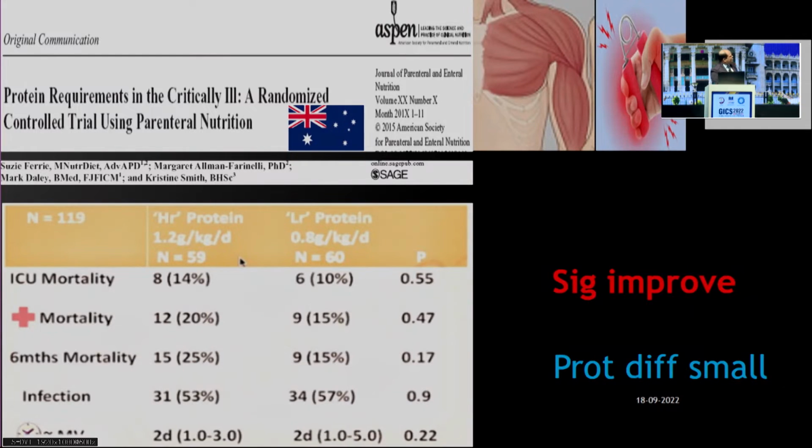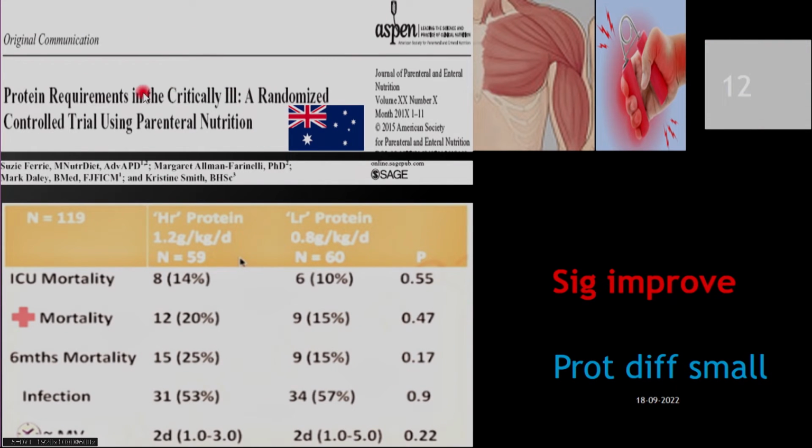The other randomized control trial is on protein requirement in critically ill patients using parenteral nutrition, by Ferrie et al. from Australia. They studied 119 patients divided into two groups. The high protein group received 1.2 grams and the low protein group 0.8 grams per kg per day. Again, the end indicators showed no significant difference.